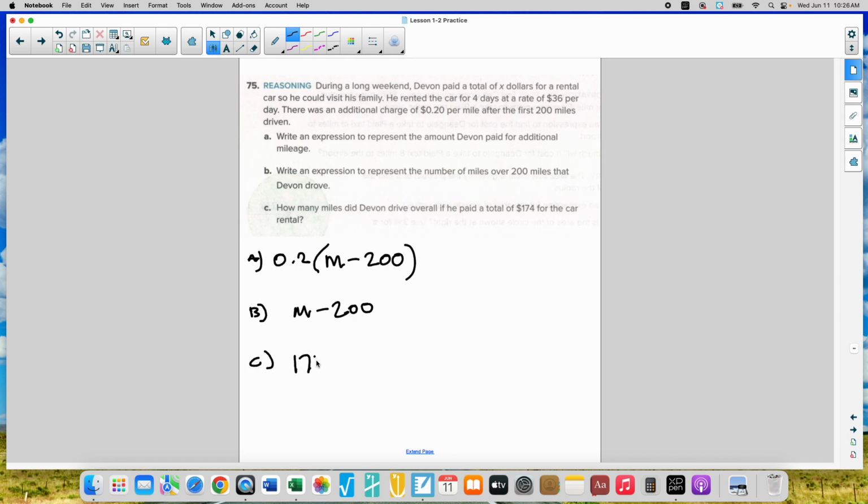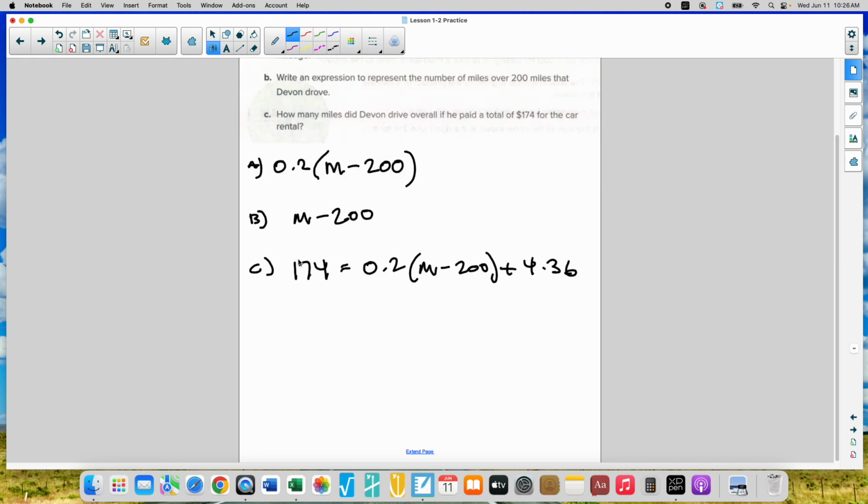So we're going to say 174 equals 0.2 times the quantity m minus 200 plus 4 times 36, because it costs him $36 per day. Additional charge, yeah, there it is right there. How many miles did Devin drive? Oh, so we've got to do the math. Okay, we're going to do this one out. So 174 equals 0.2 m minus, oh, what's that? That's going to be 40?